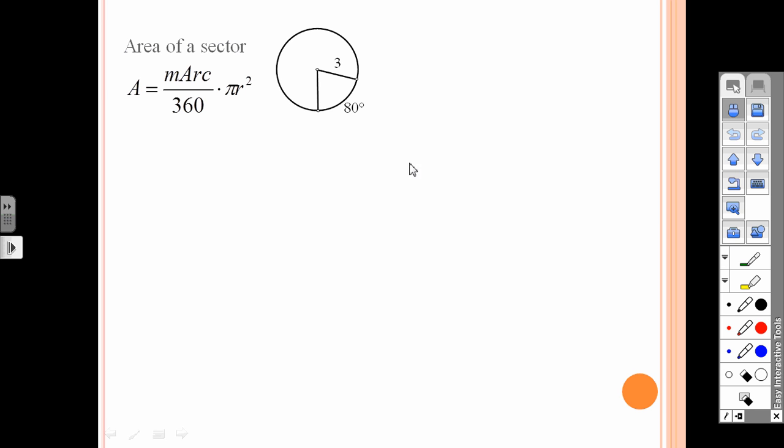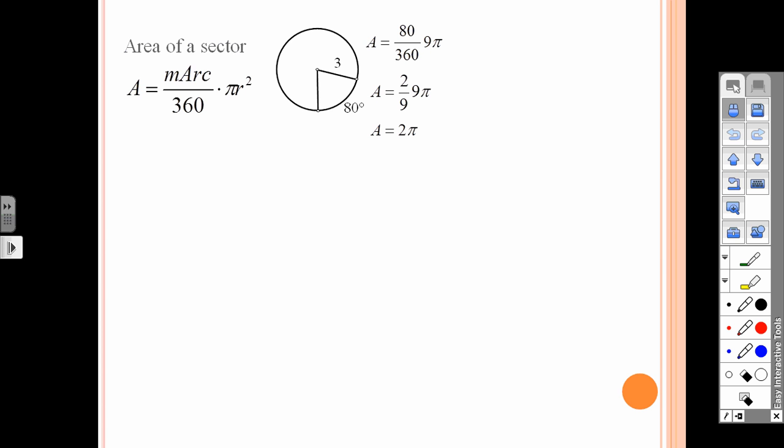If you recall from chapter 9, the area of a sector, which is this kind of pie piece here, you're going to take the measure of the arc that is associated with it and divide that by 360, because that gets us our fraction of the circle. And then we just multiply by the area of the circle, which hopefully you remember is pi r squared. Okay, so for this particular example where the radius is 3 and the arc is 80 degrees, we plug that in and we simplify and we end up getting 2 pi.